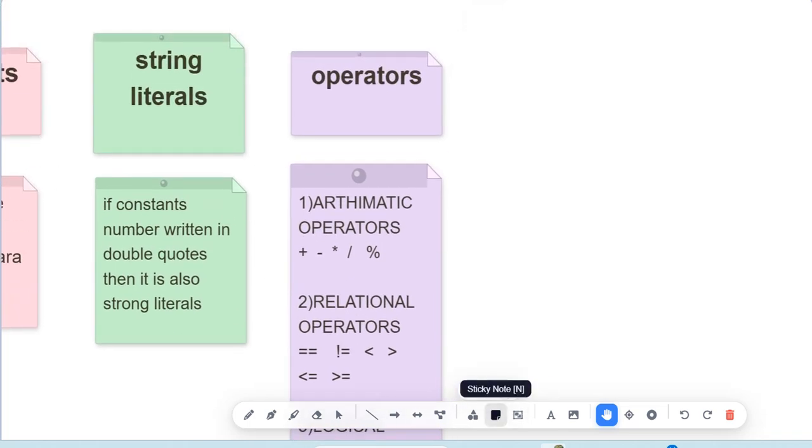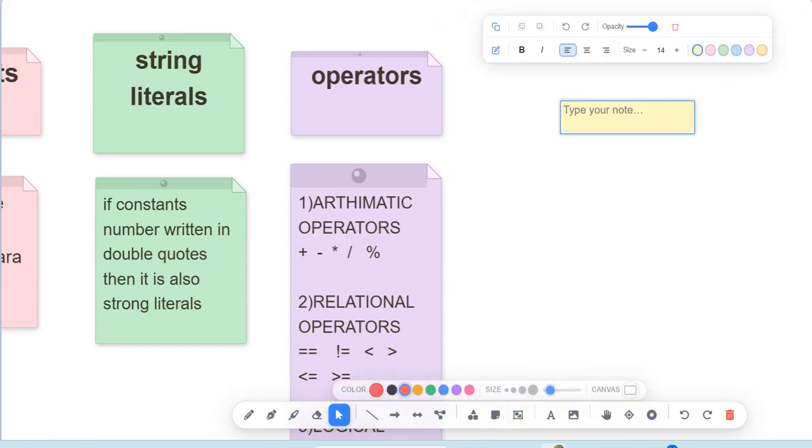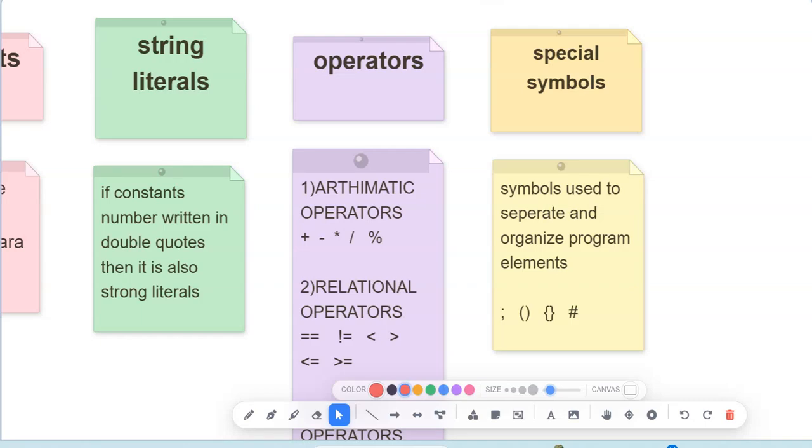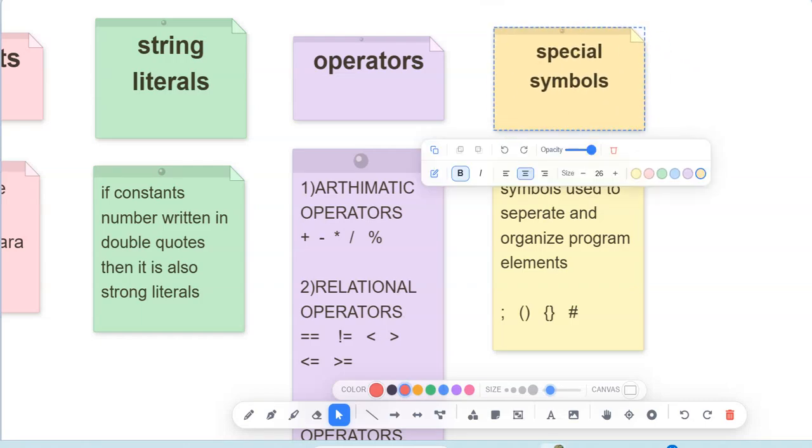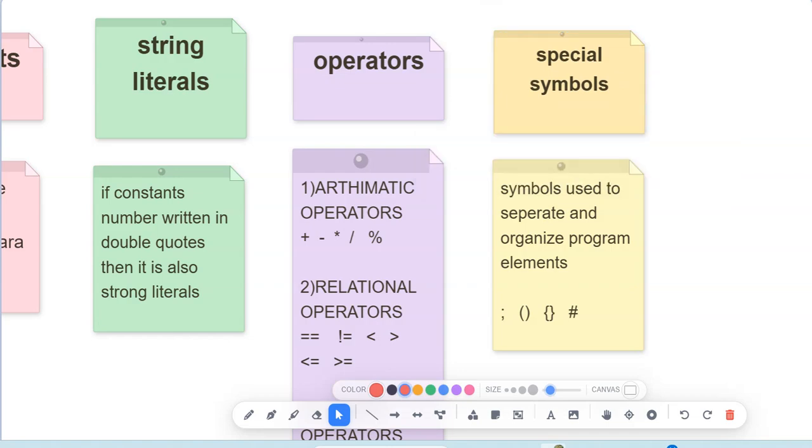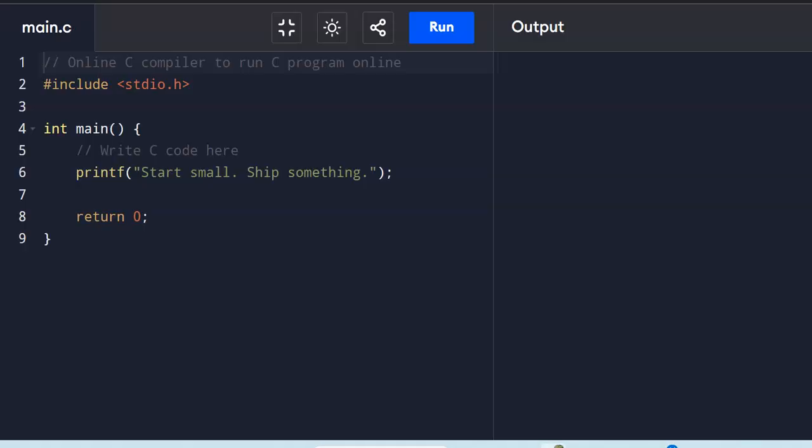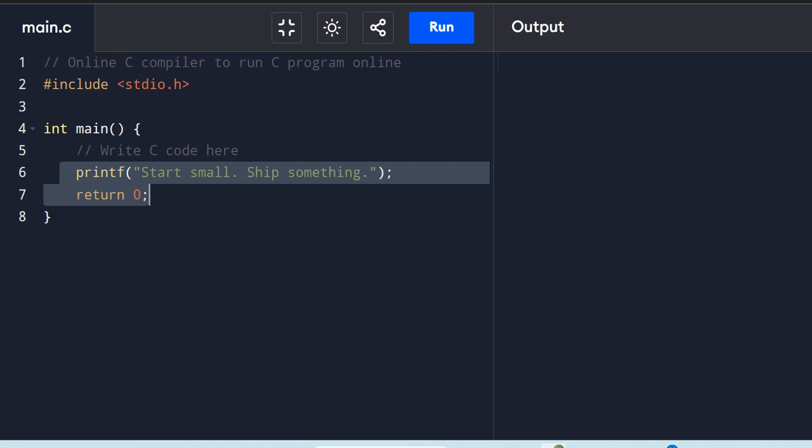Next, we all know that there are special symbols. For a basic idea, I have mentioned the special symbols as well. There is no new thing that we are going to discuss in this video. The same: the symbols are used to separate and organize the program elements. For suppose, I will show you the program. Here you can see there are two lines, one is printf and the other is return 0, between these two.